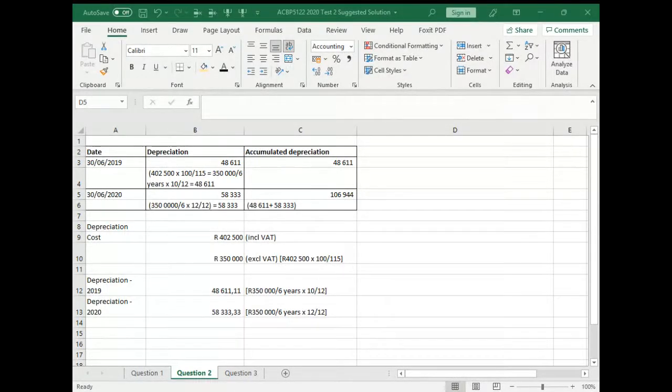And then one thing I missed was the fact that you need to exclude VAT from your cost when you do the depreciation charge. Does that answer your question? Okay, any other questions on depreciation, accumulated depreciation?